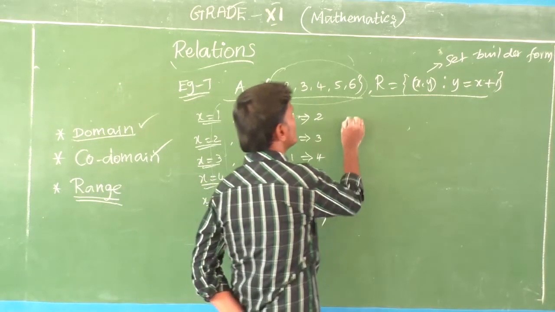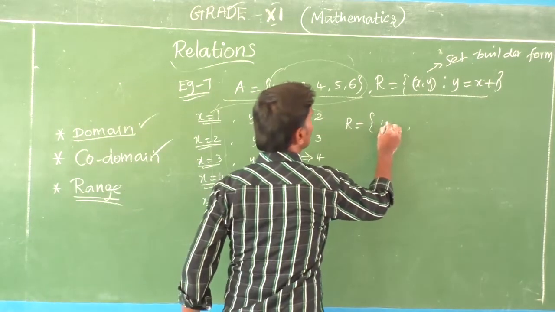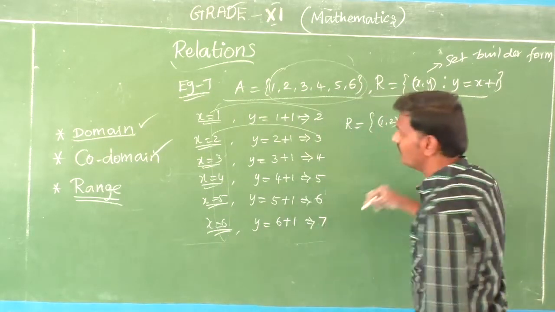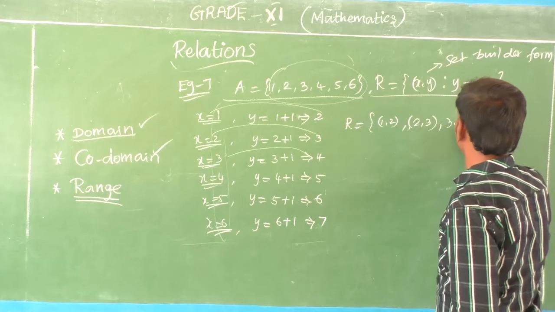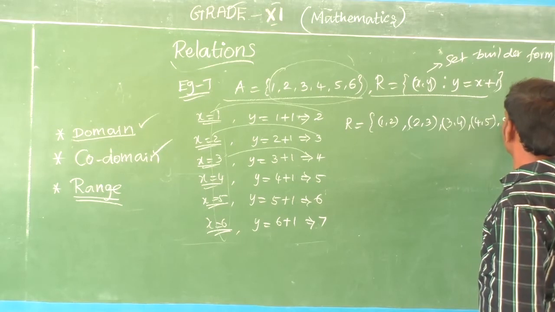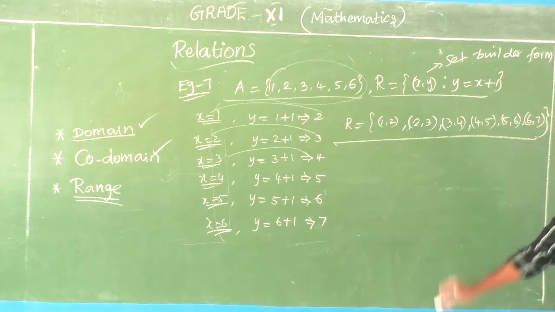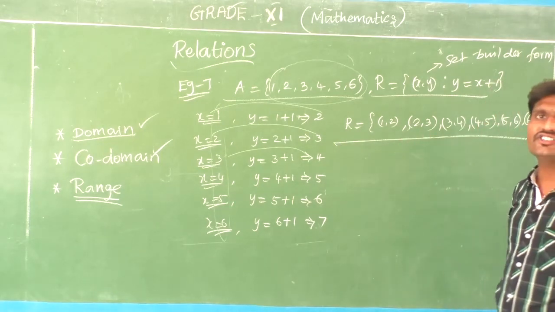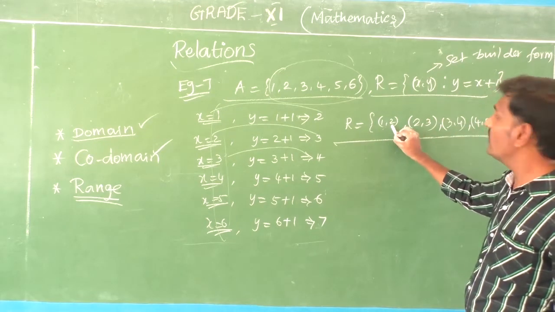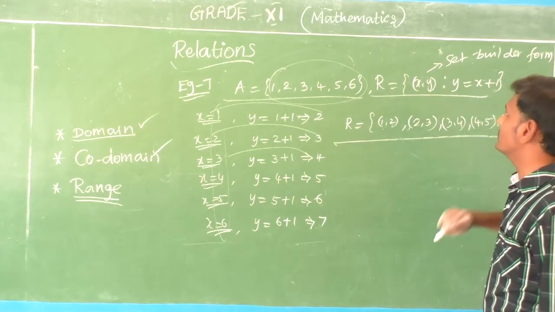To convert to roster form, R equals the set of ordered pairs (1, 2), then (2, 3), then (3, 4), then (4, 5), (5, 6), finally (6, 7). So these are the ordered pairs of the relation. Is it satisfied or not? Why? Because of x, y. x is normal, not a problem, but for y you have one condition, x plus 1.